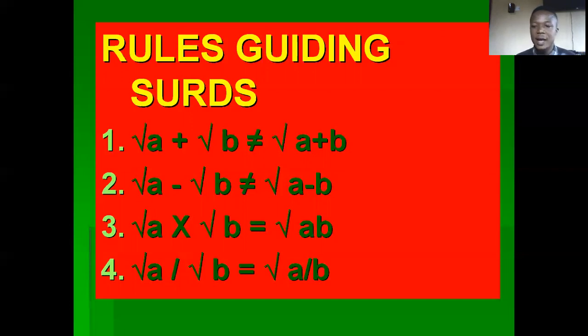Then root A times root B, this time around when it is times, root A times root B will give us root AB. Also, root A divided by root B will give us root A all over root B. So when it is times and division, you can bring them together. But when it is just addition and subtraction, no. It doesn't hold.